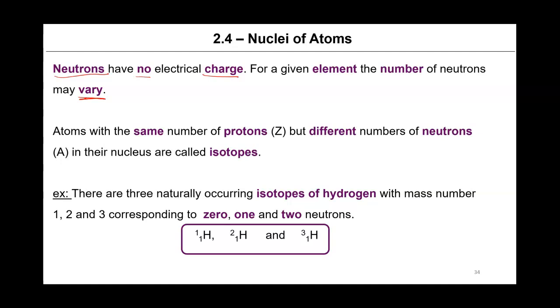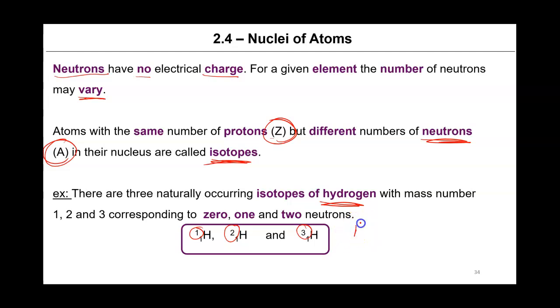So we have a special name for atoms that have the same number of protons, that is the same atomic number, but different numbers of neutrons, that is a different mass number. We call these isotopes. For example, there are 3 naturally occurring isotopes of hydrogen. One has mass number 1, another has mass number 2, and the third has mass number 3.